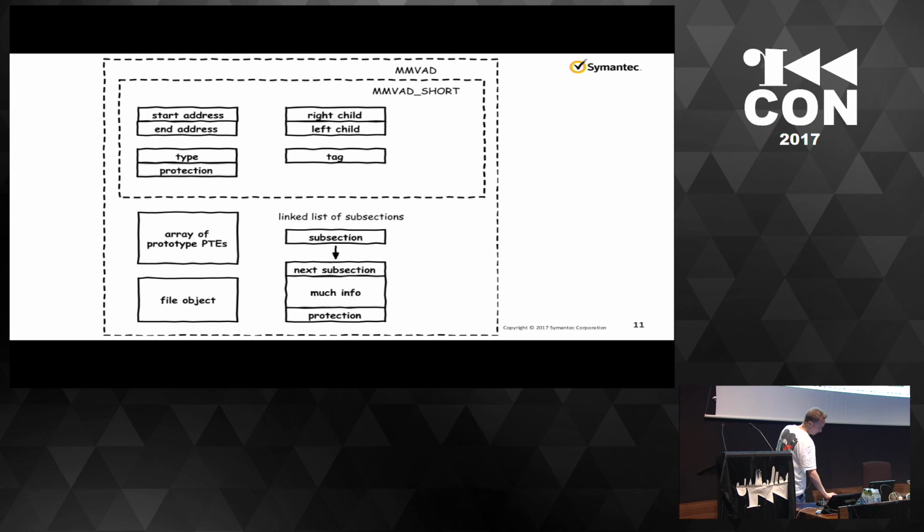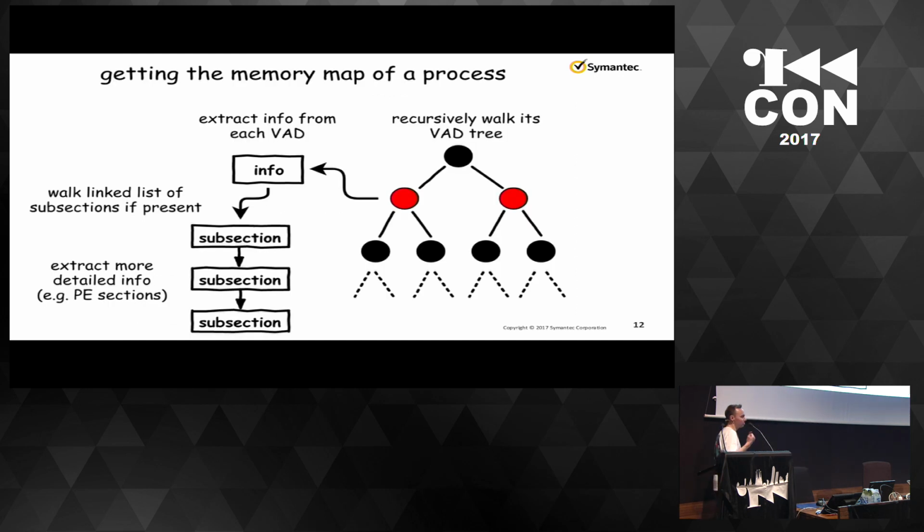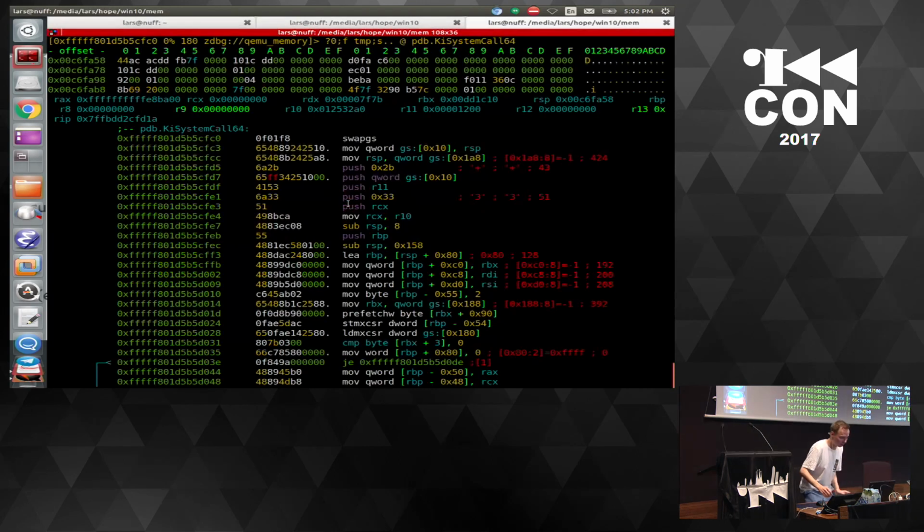Okay, so I'm coming to this slide finally. I can use this in order to get the memory map of the process. It's basically the same tree, and instead of searching through it, I'm recursively walking it. So I'm finding every single node belonging to this process, and from all of those nodes I extract information such as the range of it, the protection of it, and then if it has any subsections, you can get a more detailed view. And that's how I implement the dm command.